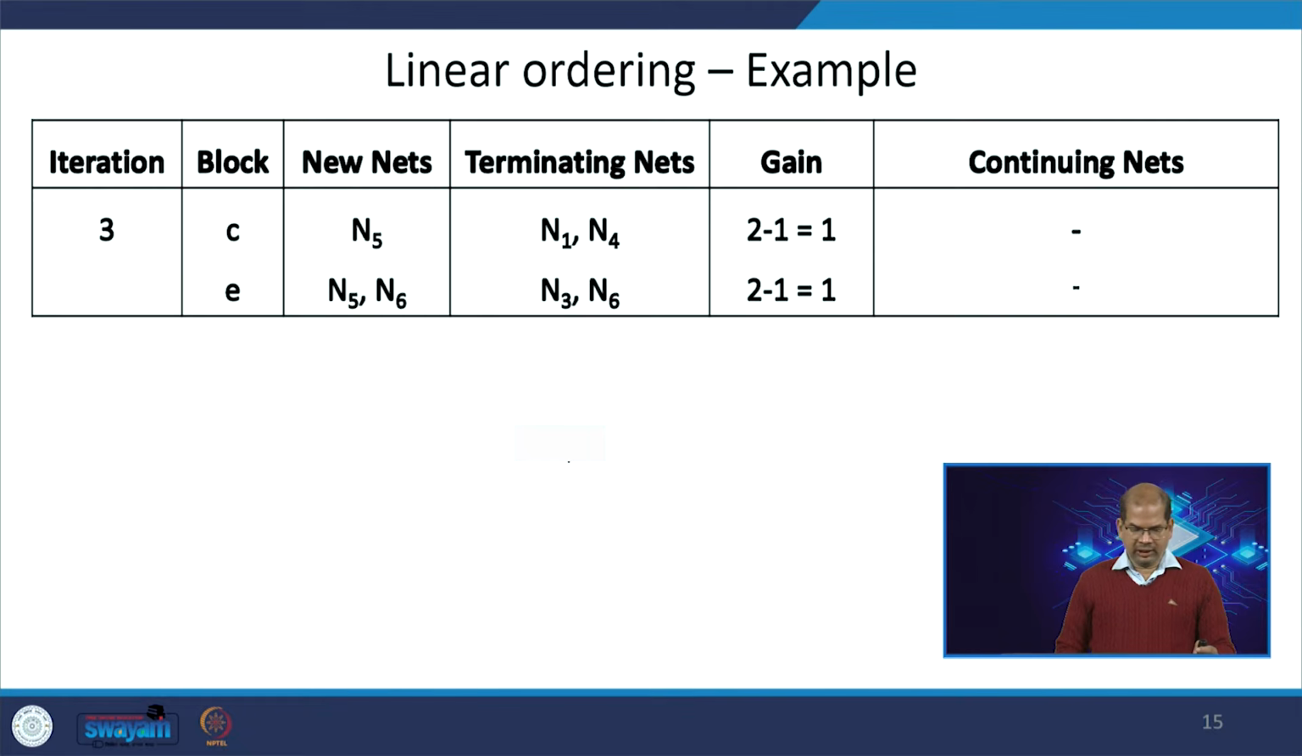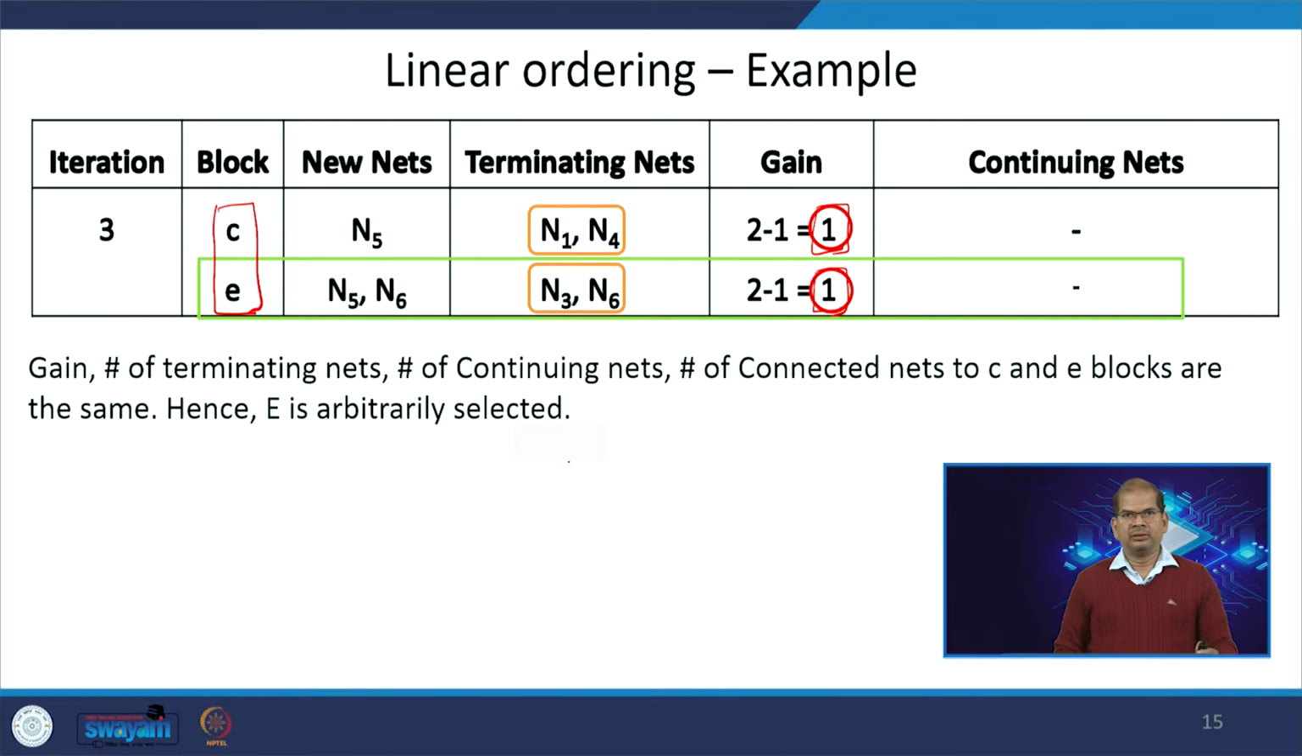So, now we have the third iteration. We have already placed A, B and D. I have two more blocks, block C and block E. For block C and block E, I need to find out my gain. The block C has gain of 1, block E has gain of 1. So, I can choose any one of them, because both are having no continuing nets. Let us choose the block E here.